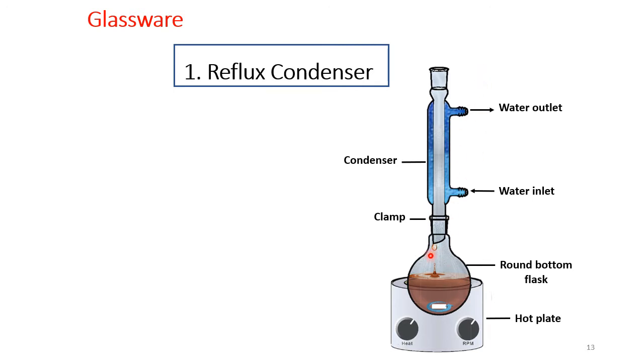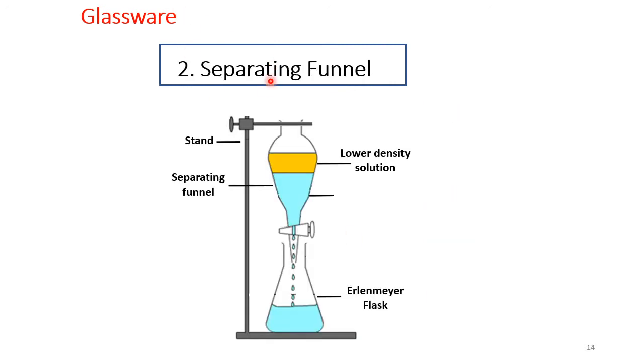When do you use this? If you want to keep the reaction for a long time under a very high temperature, so you want to keep your solvent and you want to keep your reaction constant without any change. Next is the separating funnel, and we have discussed it before. If you need to separate two immiscible liquids, and you need to know how to set it up, as we have mentioned previously in the previous slides.